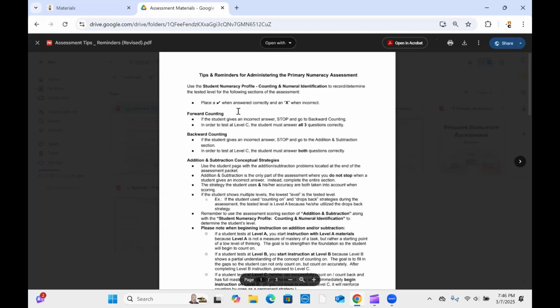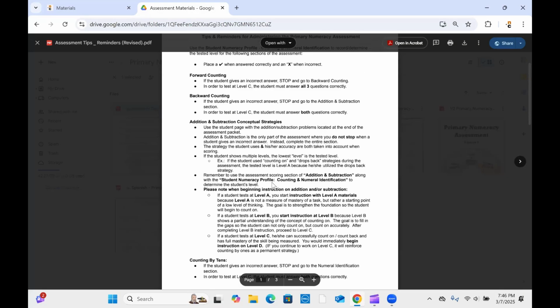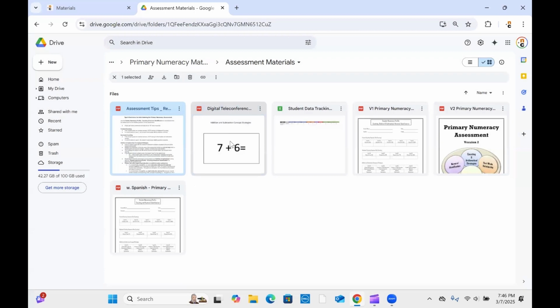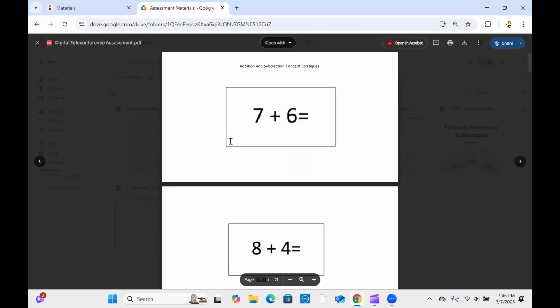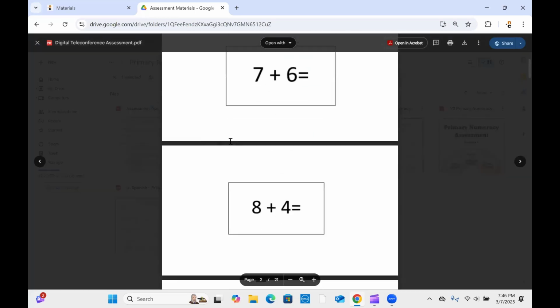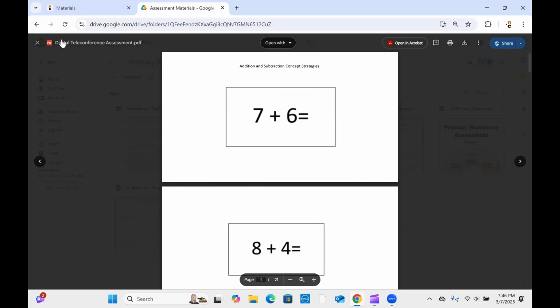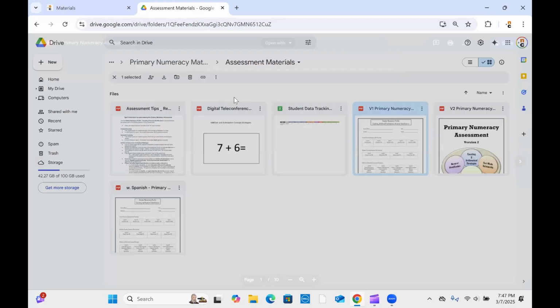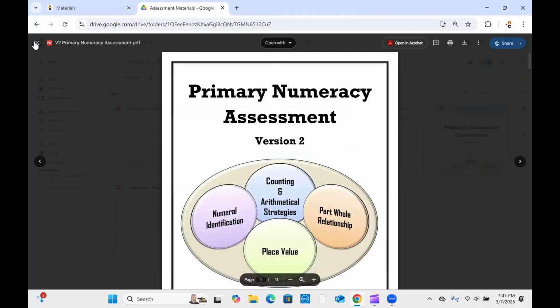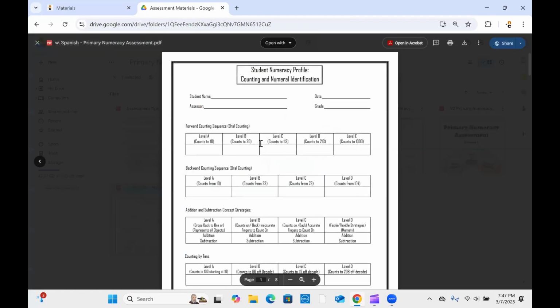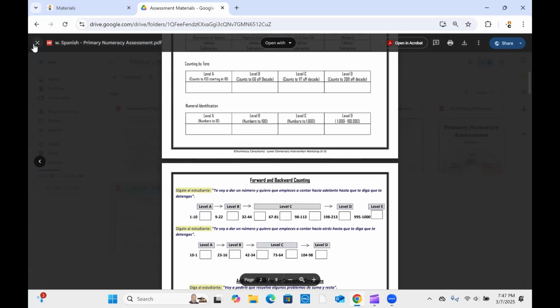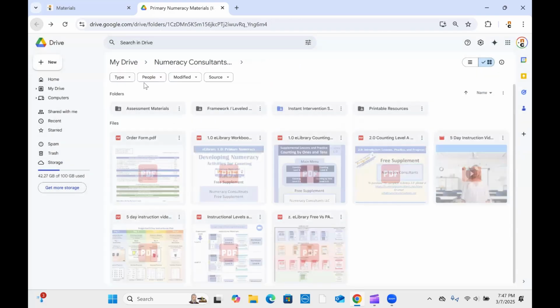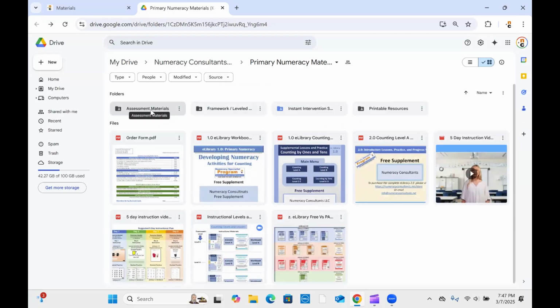So you have the tips and reminders. This is just like a note or a cheat sheet that can help you when you're administering that assessment. This is if you're doing it over teleconference, or you just want to pull this up on your laptop and have students, for the questions, you can do it that way. You have version 1, which is right here. You also have version 2, which is right there. And then we also have version 1 in Spanish if you needed to administer it in Spanish. And that is right there in the folders.